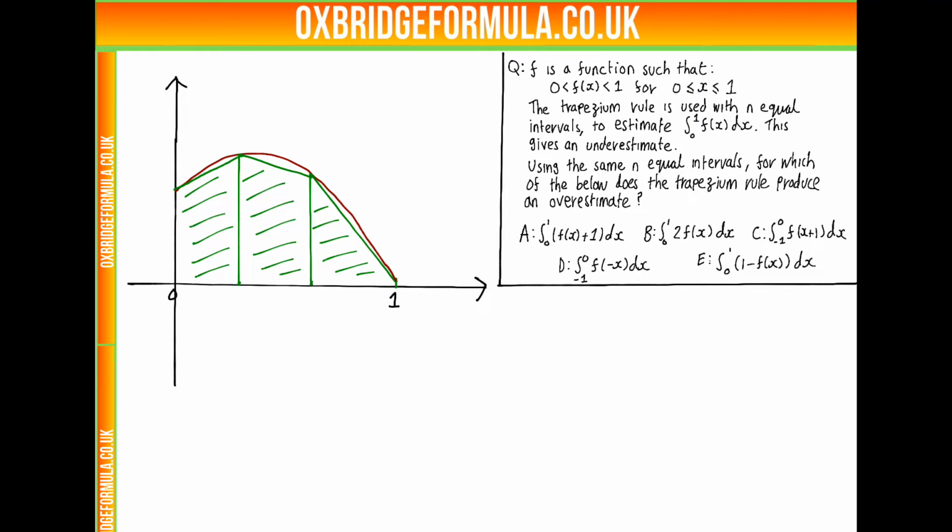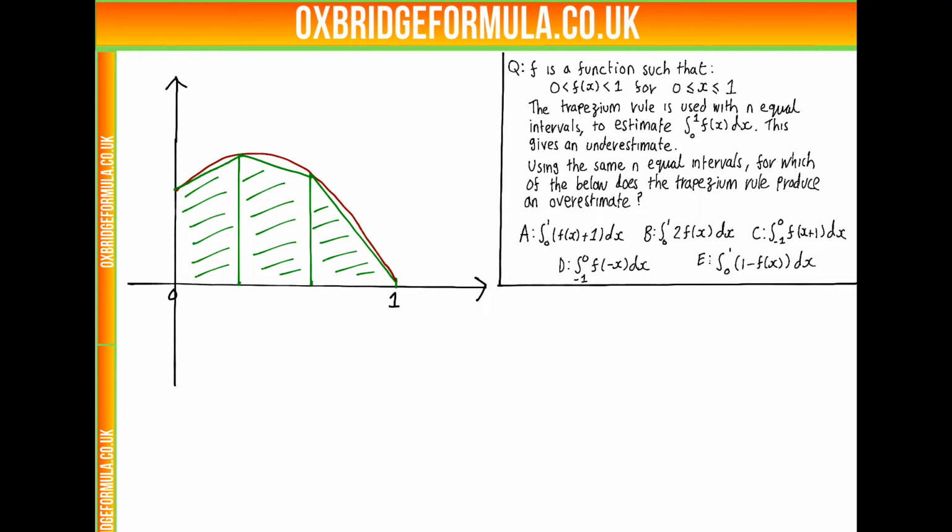So here, let's look at each integral in turn and see if it produces an under or overestimate. On the left here, we've sketched a function f such that the Trapezium rule gives an underestimate with n equals 3. So we'll just use this to explain our reasoning.